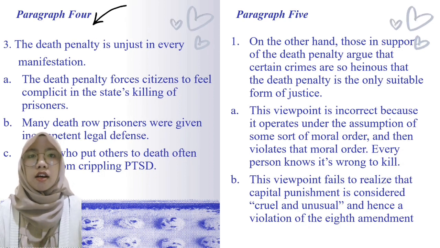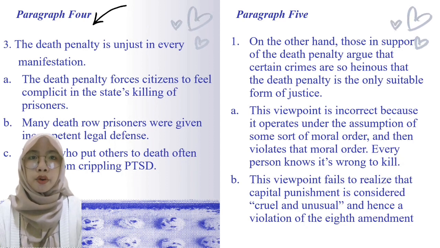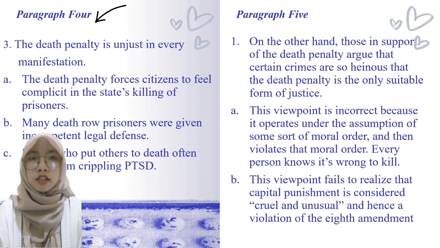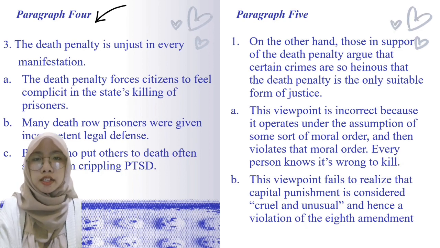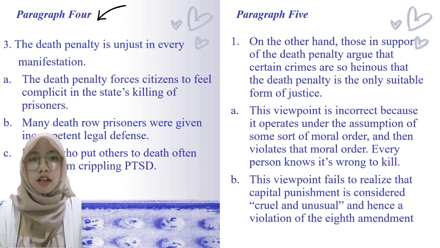Paragraph 5. On the other hand, those in support of the death penalty argue that certain crimes are so heinous that the death penalty is the only suitable form of justice. A. This viewpoint is incorrect because it operates under the assumption of some sort of moral order, and yet it violates that moral order. Every person knows it's wrong to kill. B. This viewpoint fails to realize that capital punishment is considered cruel and unusual, and hence a violation of the 8th Amendment.